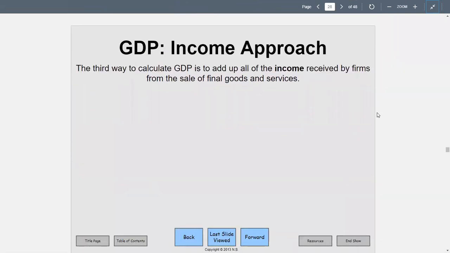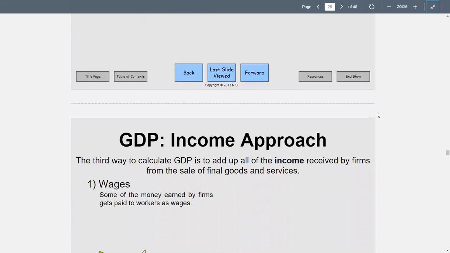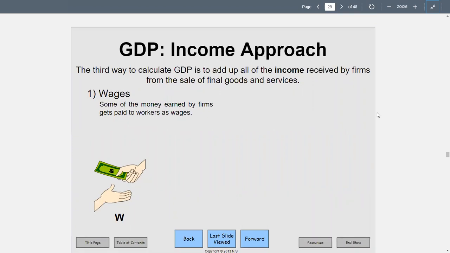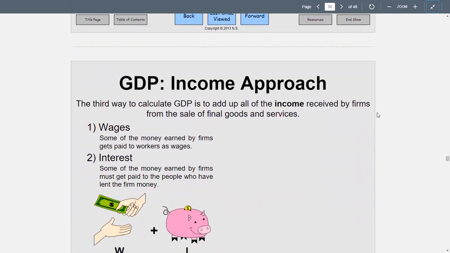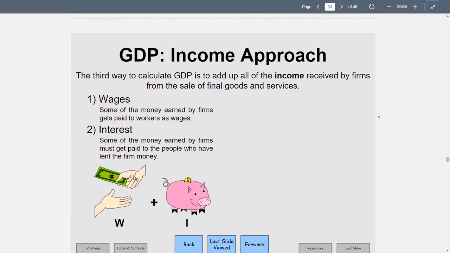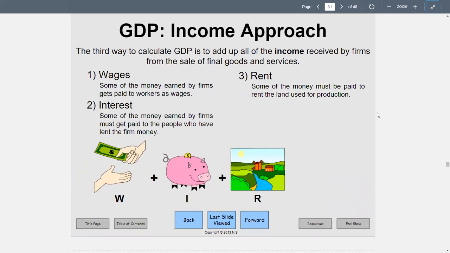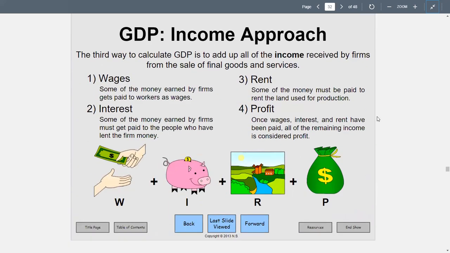The third way to calculate the GDP is to add up all the income received by firms or businesses from the sale of final goods and services. So wages: some of the money earned by firms gets paid to workers as wages. It's your paycheck. Interest: some of the money earned by firms must get paid to the people who have lent money to firms. That's paying back on your loan. Rent: some of the money must be paid to rent the land used for production. And profits: once wages, interest, and rent have been paid, all the remaining income is considered profit.